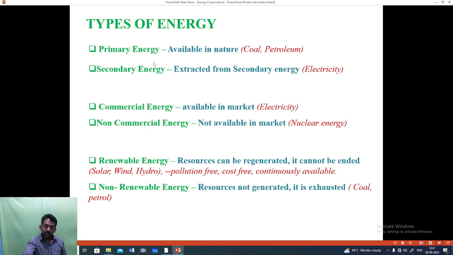Okay, primary energy, so it is basically available in nature, and it is one of the resources taken from the fossil, especially coal and petroleum. Coming to the secondary energy, secondary energy is basically the extracted form of energy from the primary energy. So especially it is electricity, which is generated by means of coal and petroleum products.